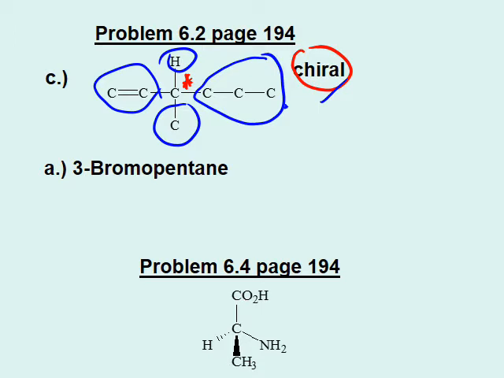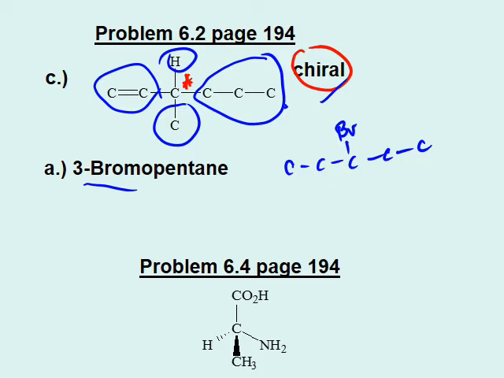Now let's try the next one, which is 6.2a, 3-bromopentane. First write down the structure. Pentane means you must have 5 carbons. So 1, 2, 3, 4, 5. So that's 5 carbons, and it's 3-bromo. On the third position you have Br.